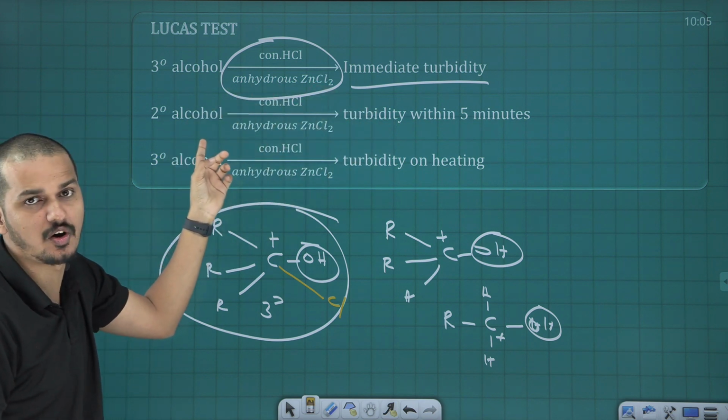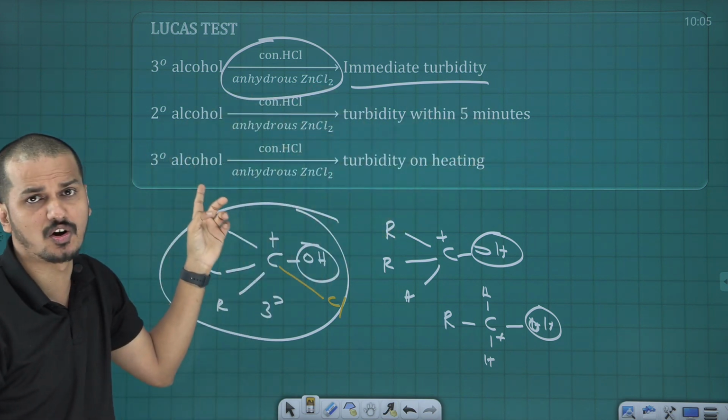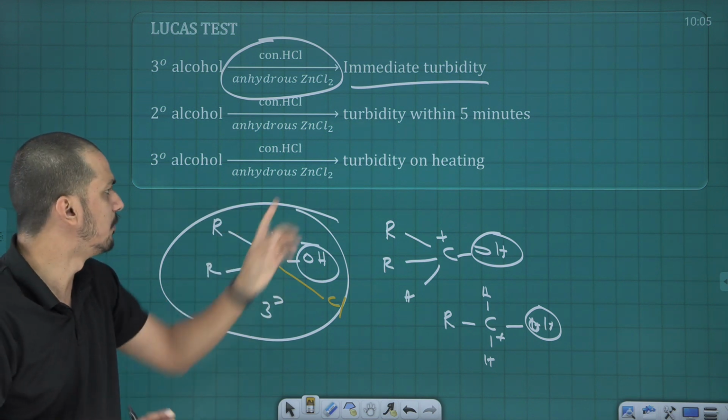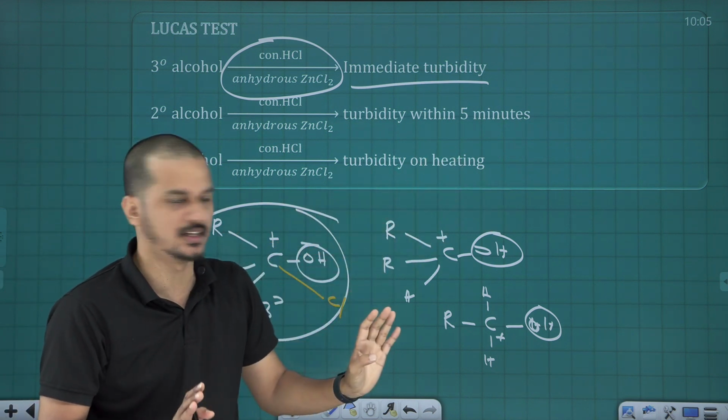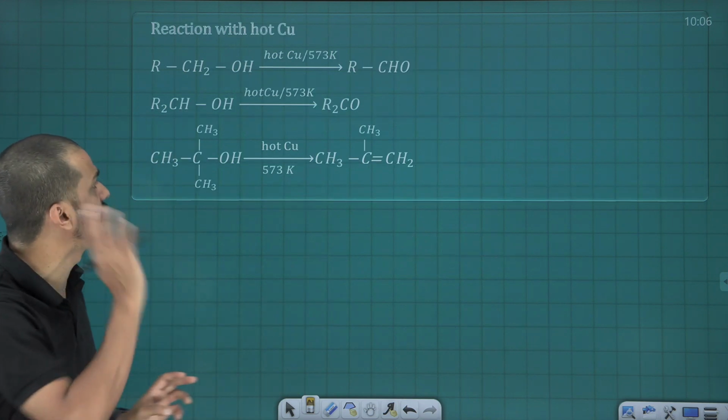And if it is a secondary alcohol, it will give turbidity within 5 minutes. And if it is a primary alcohol, it won't give turbidity easily, but once you are heating, you will get the turbidity, because of the carbocation mechanism. You know the idea. Anyhow, remember that idea.